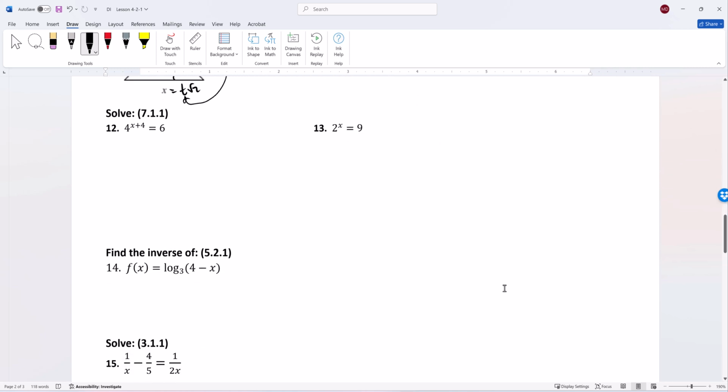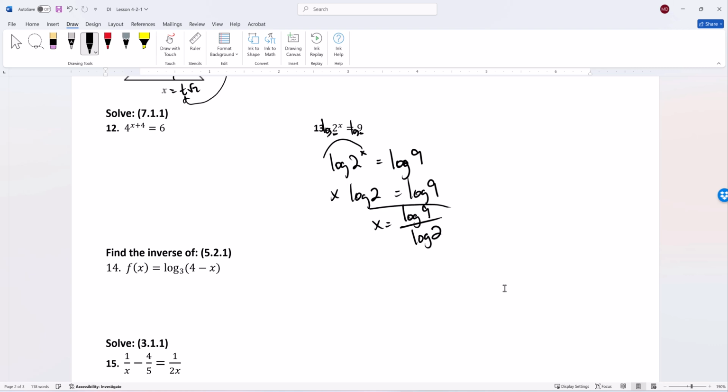So solving these, remember, if you can't make the bases the same, you take log to both sides. So you get log 2 to the x equals log 9. I can move the x to the front. Divide both sides by log 2. And so there's my answer.